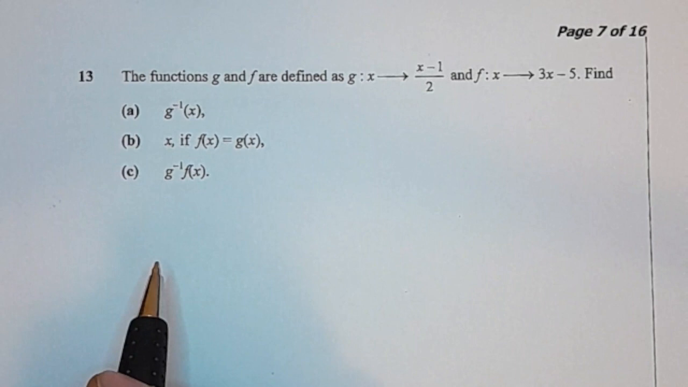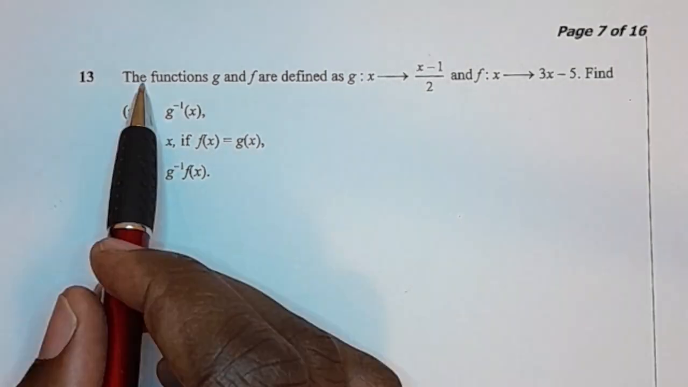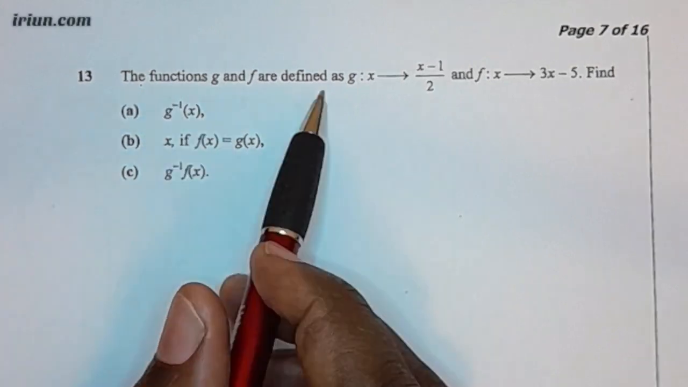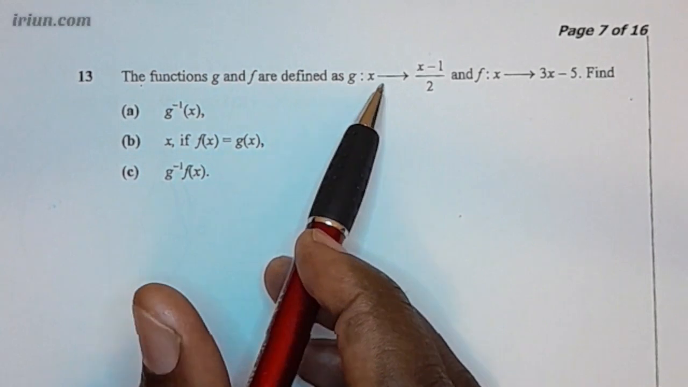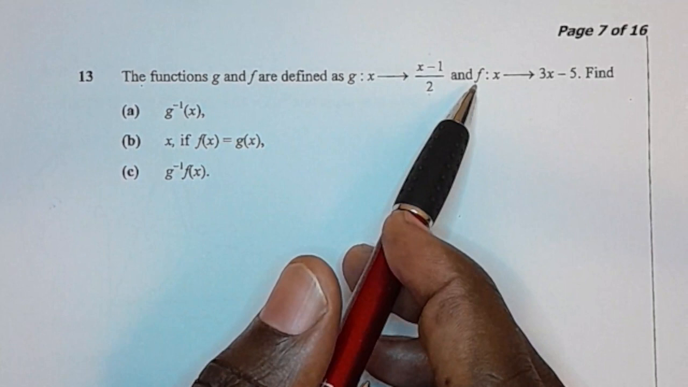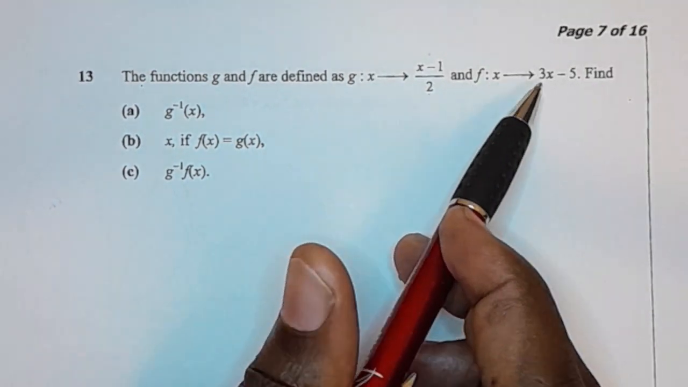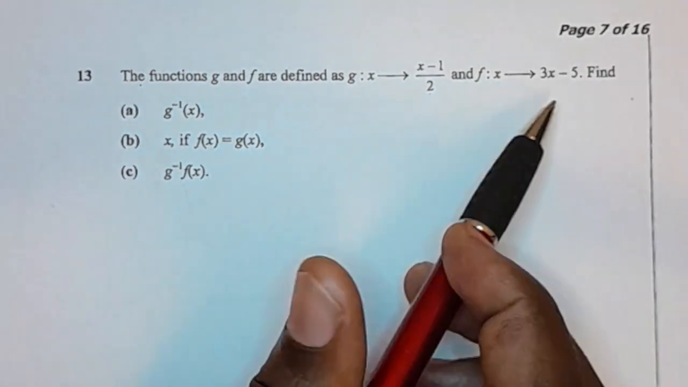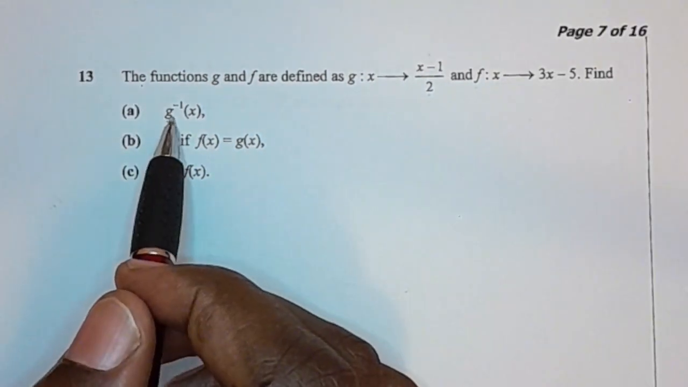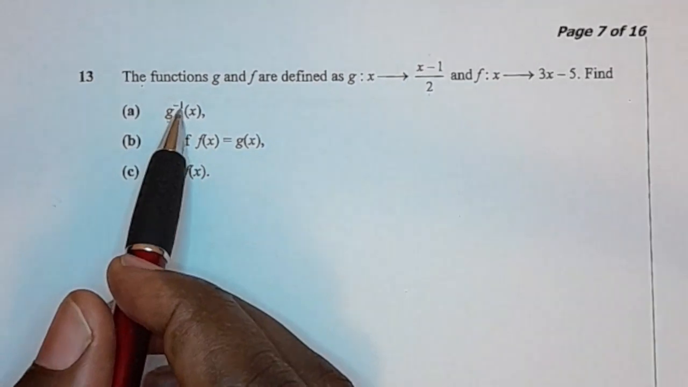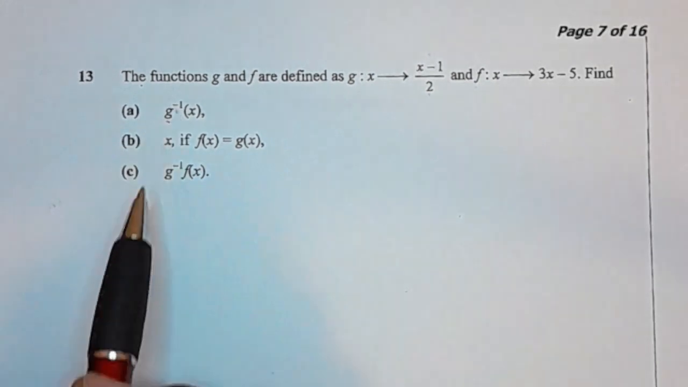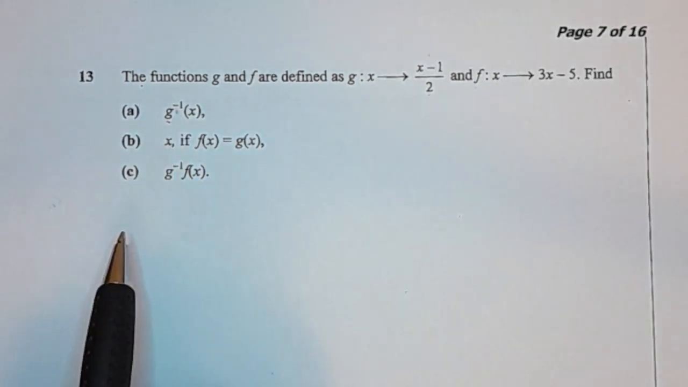So here is the exam question on functions. The functions g and f are defined as g: x maps onto (x minus 1) over 2, and f: x maps onto 3x minus 5. Find the inverse of the function g of x. Whenever you see the function raised to the power -1, it means they are asking you to find the inverse.